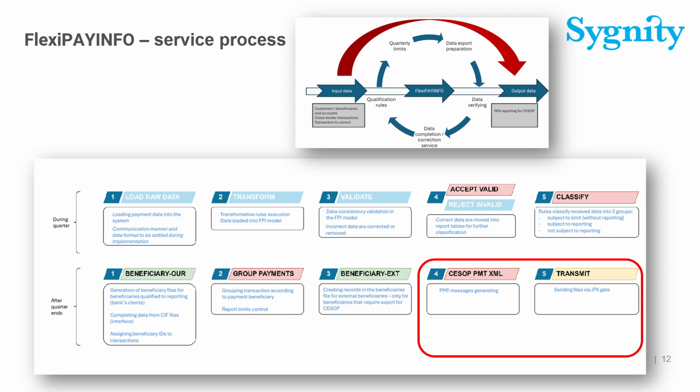Next, PMT message is generated. The authorized operator signs the message with a qualified electronic signature. Report is sent automatically to local tax authority in Poland using JPK gateway.